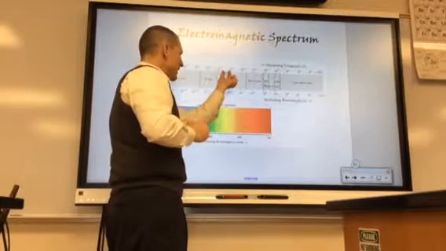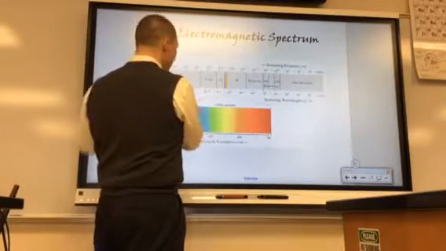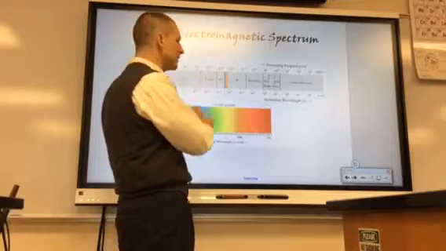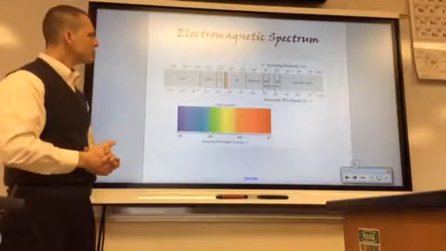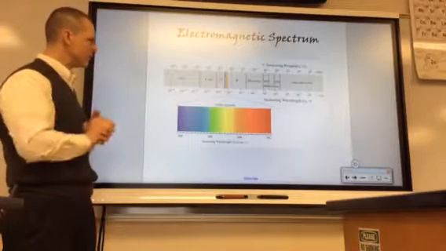Only the area in here can we see. So above violet, higher energy than violet, is ultraviolet. Below red would be infrared. We could do a lot with that. That's for physics.